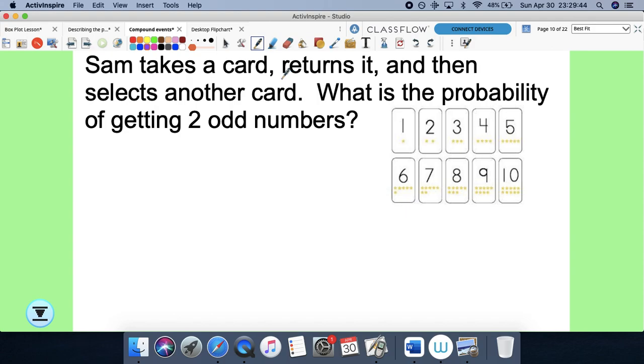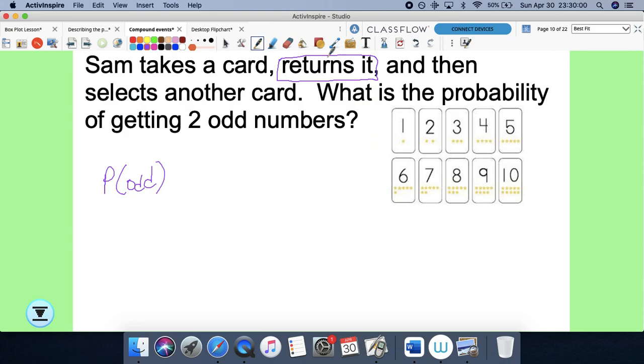Sam takes a card, and here's the magic word. He returns it and then selects another card. What's the probability of getting 2 odd numbers? So I want to get an odd, right? He's going to take the card, look at it, and put it back.